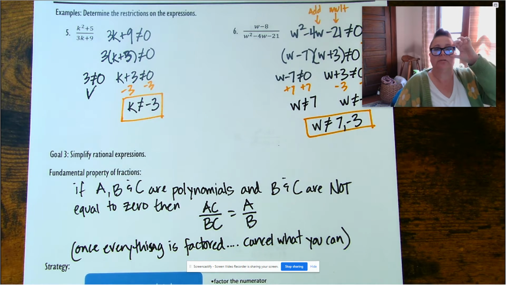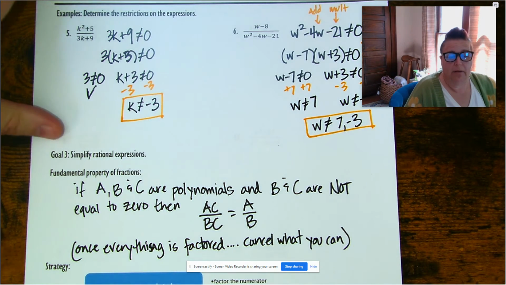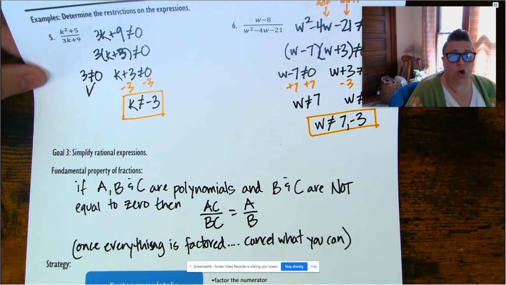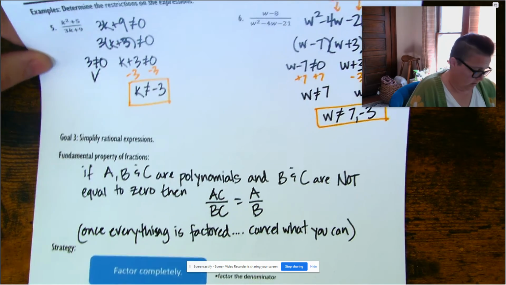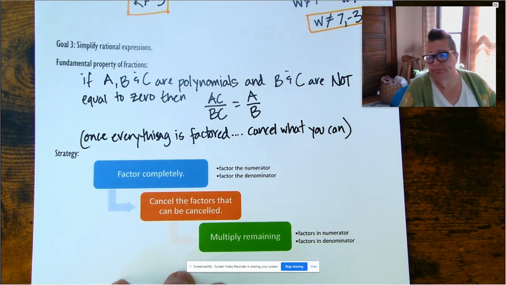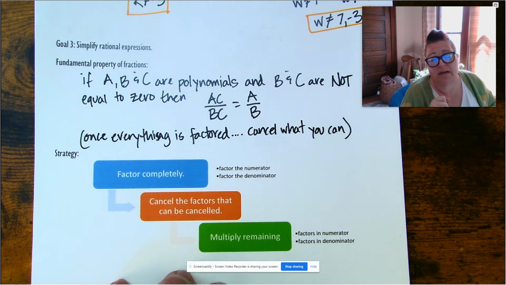Once you know all the factors, go ahead and cancel. We do it with numbers. We can do it with the polynomials as well. We do need to make sure that our denominators are restricted, that we know what the zeros are. All right. So here is our strategy for simplifying these. 3 main steps. Go ahead and factor completely. Make sure you have completely factored the numerator. Make sure you have completely factored the denominator.